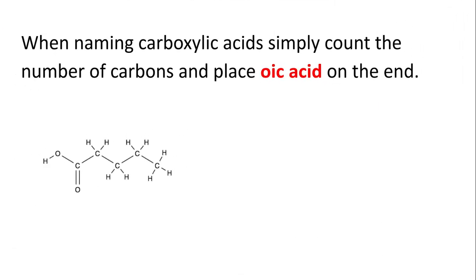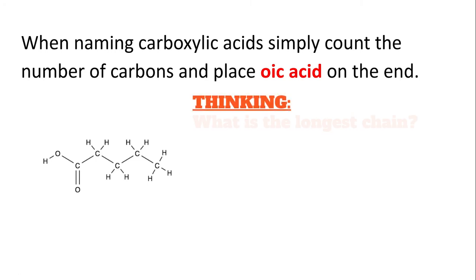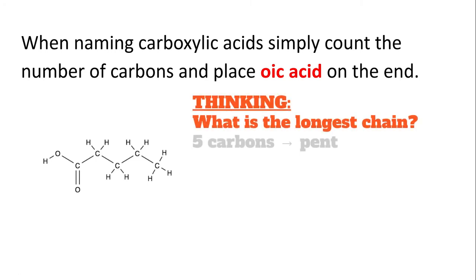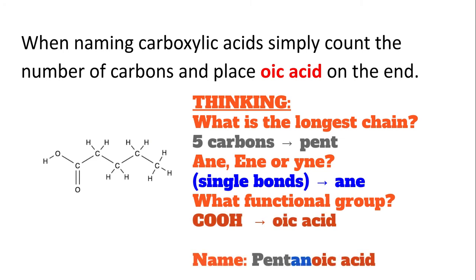So how we actually name carboxylic acids is pretty straightforward. We count the number of carbons and place oic acid on the end. So here, 1, 2, 3, 4, 5. We've got pent, obviously. So the thinking here is, okay, what's the longest carbon chain? In this case, it's 5 carbons, so we have pent. Are they single, double, or triple bonds? All the carbons are single bonds, so we've got ane. And what is our functional group? It's a carboxylic acid, so it ends in oic acid. We put all this together. This is pentanoic acid. Okay, pretty straightforward stuff.